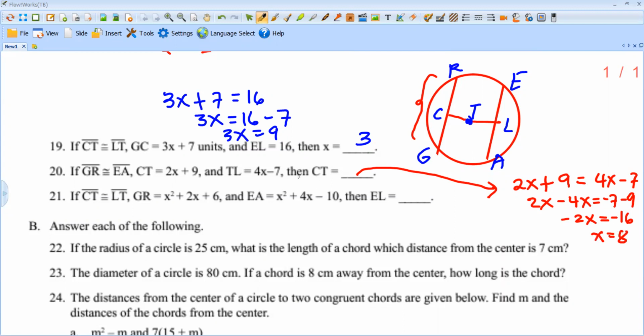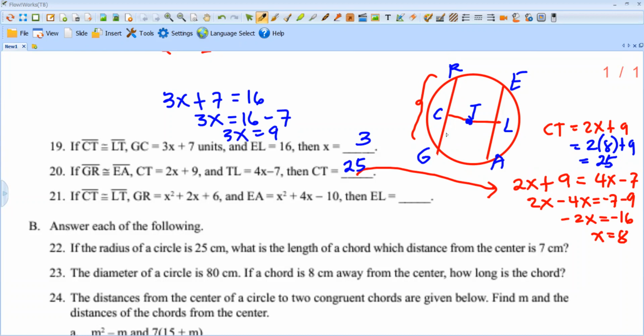So since we are looking for CT, which is 2x plus 9, we will replace the value of x there. So 2 times 8 plus 9. So 16 plus 9 is 25. So that is 25. Okay, CT is equal to LT.